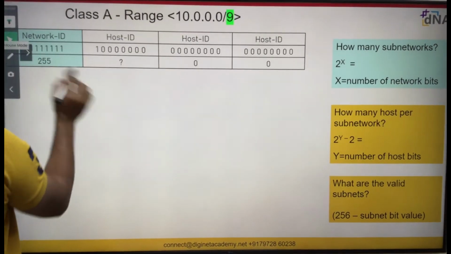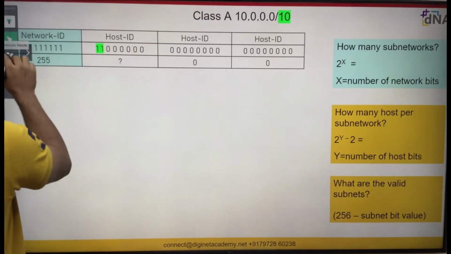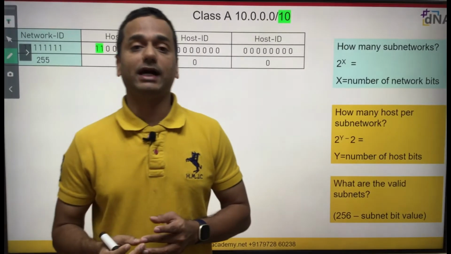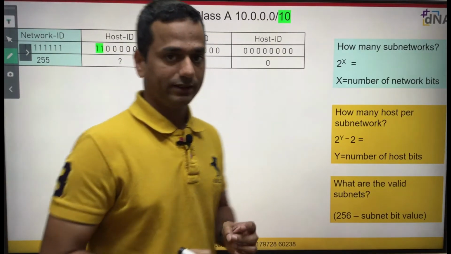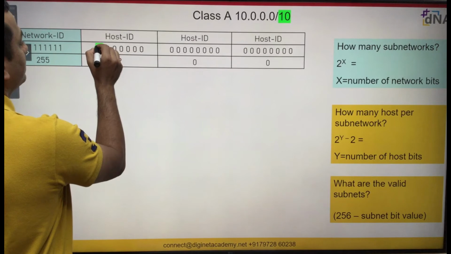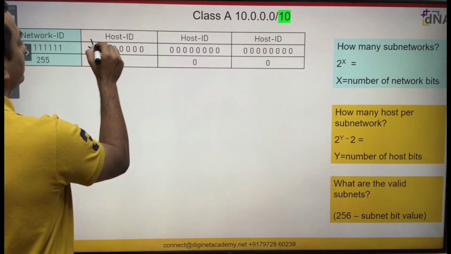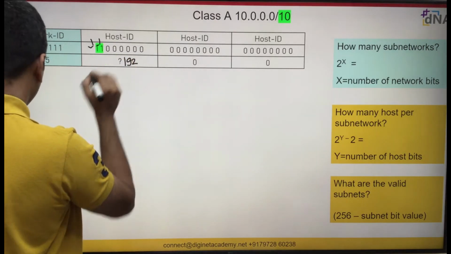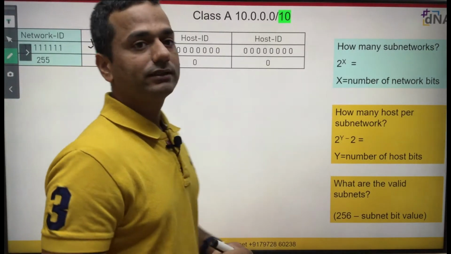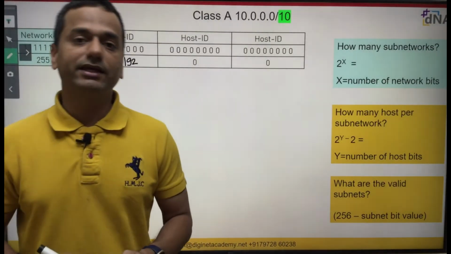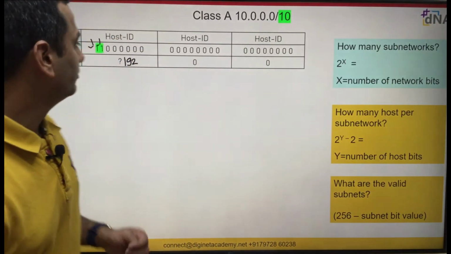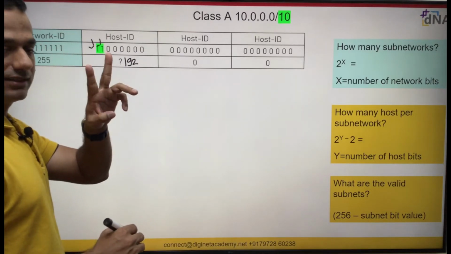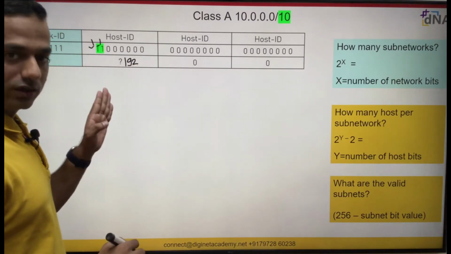Now the next is /10. /10 means how many bits I have borrowed from the second octet? 2 bits I have borrowed from the second octet. Alright. So 2 means 128 and 64. So my subnet mask is 192. My subnet mask is 192. So now when I say subnet mask 192, it means I have borrowed the 2 bits from the second octet here.